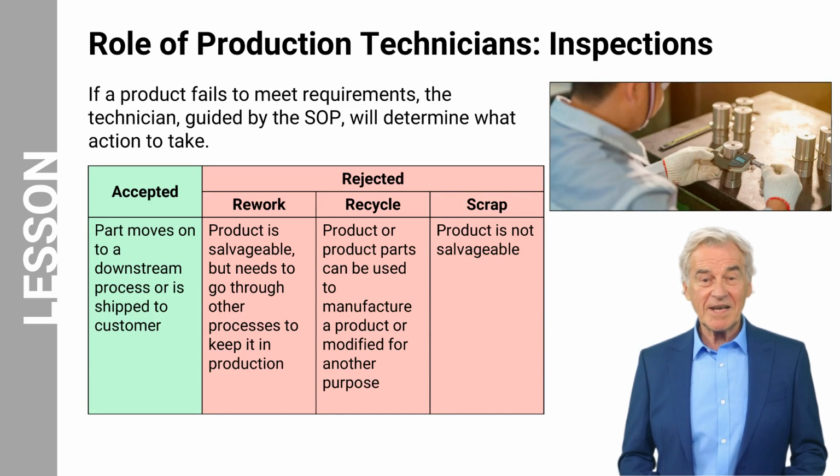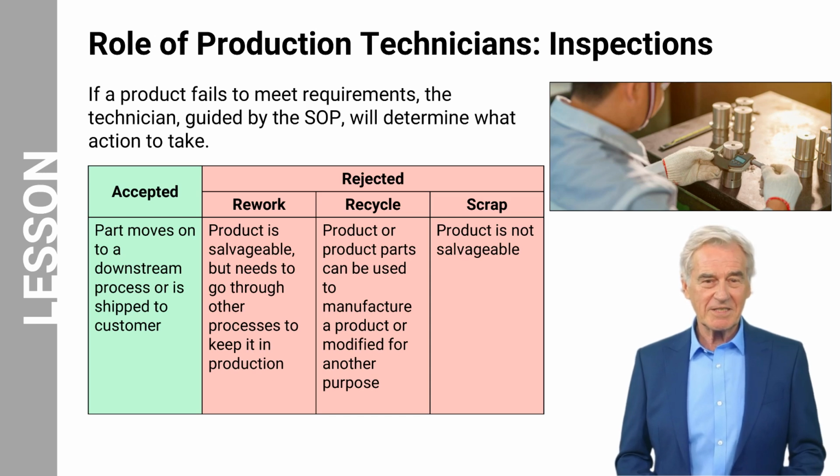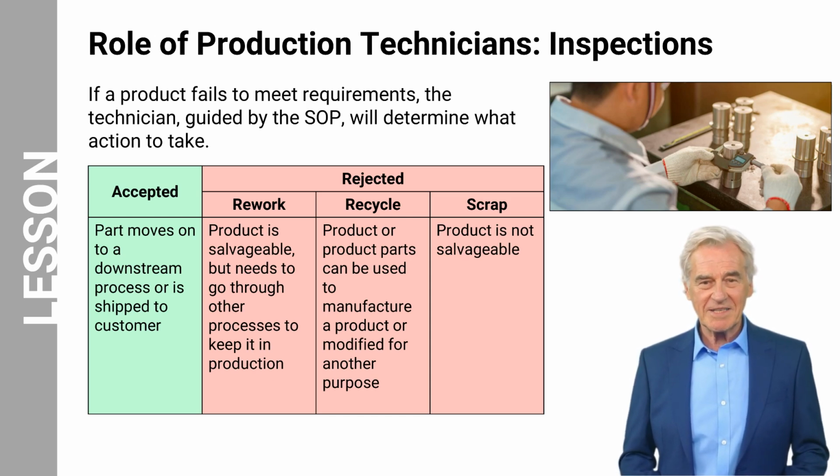At steps specified in the process, the SOP will instruct a technician to perform an inspection to document key characteristics of the product. If a product fails to meet requirements, the technician, guided by the SOP, will determine what action to take. These actions include rework, recycle, or scrap.